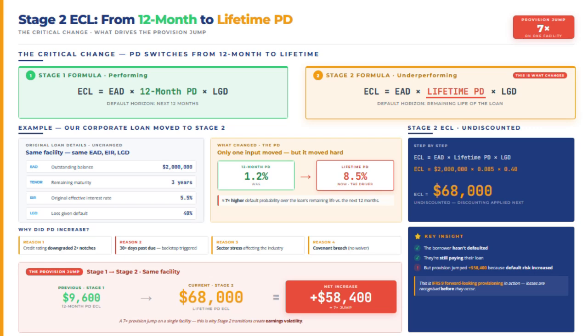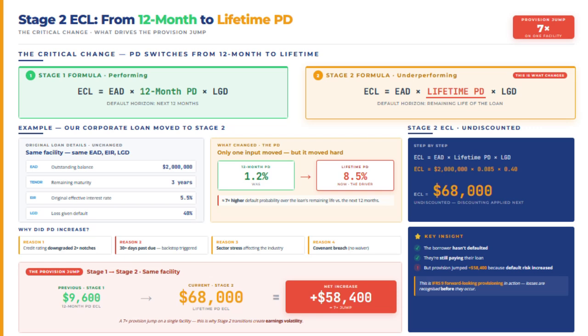Do you know why? Because the borrower's credit rating has been downgraded 2+ notches, and they are on the internal watch list. The 30 days past due backstop triggered, and the sector stress is impacting them. All these SICR triggers combined mean the default risk over the remaining 3 years is much higher. And therefore, the stage 2 ECL calculation's final amount comes out to be 68,000.